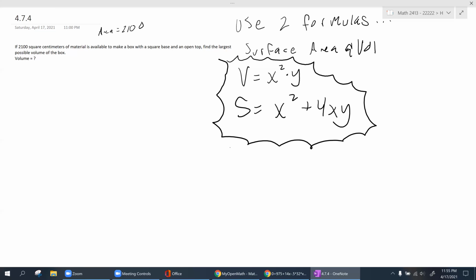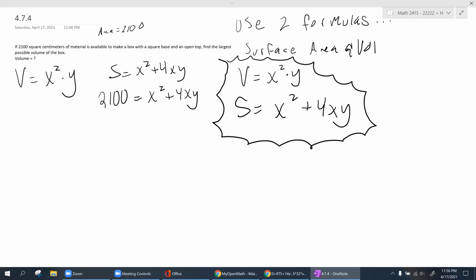So I know my volume is equal to x squared times y, and I know that my surface area for this box is x squared plus 4xy. I'm told the surface area is 2100, equal to x squared plus 4xy. I need to go ahead and find the maximum possible volume of the box.